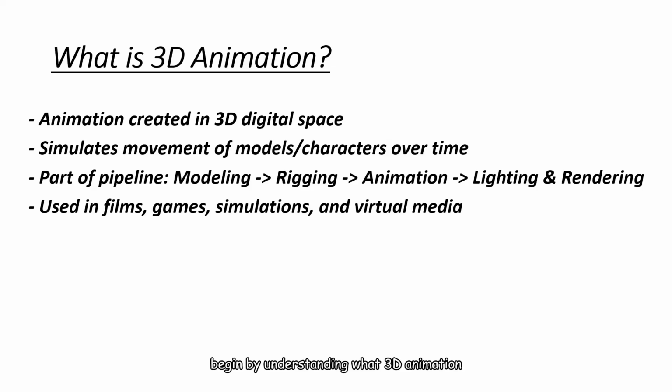Let's begin by understanding what 3D animation really is. When we animate in a three-dimensional digital space, we are creating the illusion of movement over time. It's a crucial part of the 3D production pipeline, which includes modeling, rigging, animation, lighting, and rendering. Whether we are working on films, video games, or simulations, 3D animation plays a vital role in visual storytelling.